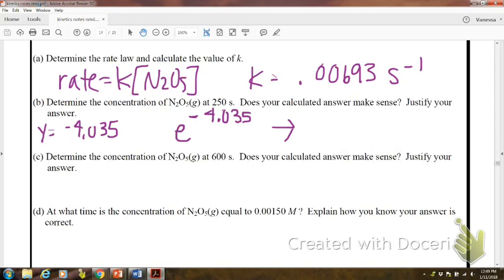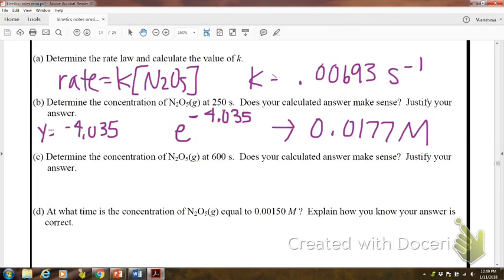So when we do that, magically we get what concentration? 0.107. Okay, now to double check ourselves, we can go up and look at our thing and say, okay, at 250 seconds, I should be between 0.2 and 0.01, and I am, so most likely this is correct.